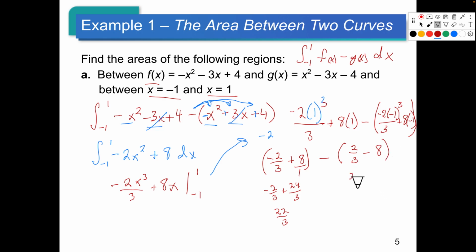So inside here we've got 2/3 minus 24/3. Again, turning 8 into a common denominator of 3. So we're going to get negative 22/3. Negative 22/3, right? So we get negative 22/3 in here. We're going to subtract it. A negative and a negative make a positive. So we're adding 22/3 plus 22/3. This should be 44/3.